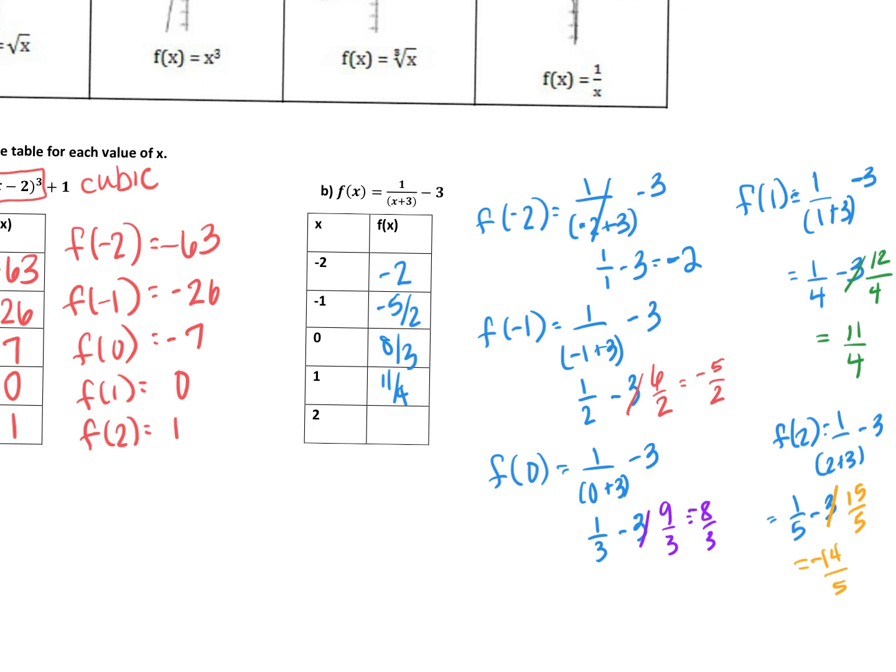By the way, these other ones should have been negative as well. This one should have been a negative. This one up here. This one right here should have also been a negative. So let me go back and put negatives on these. And this last one is negative 14 over 5.